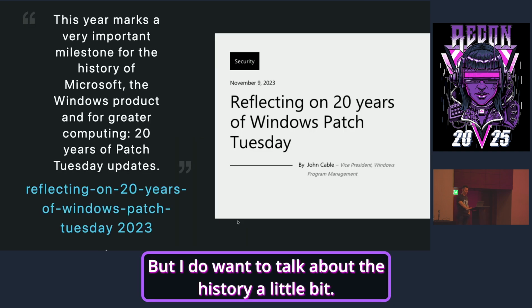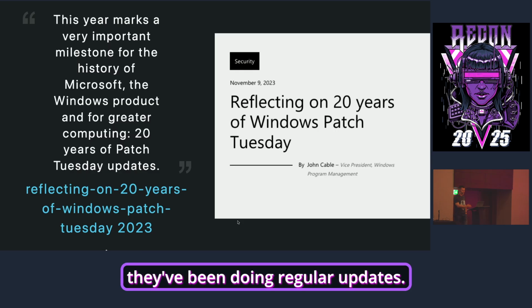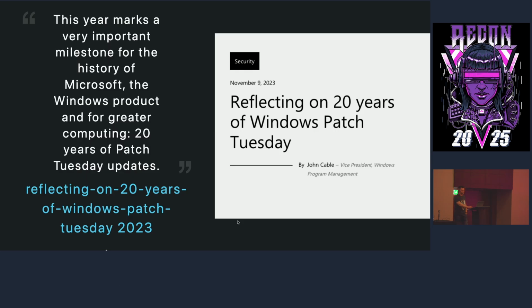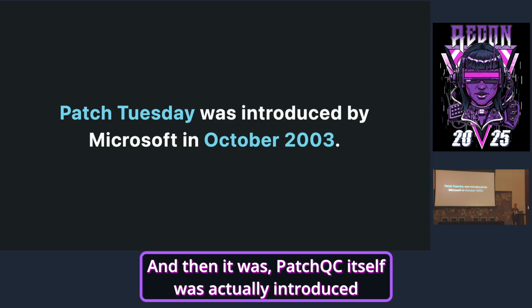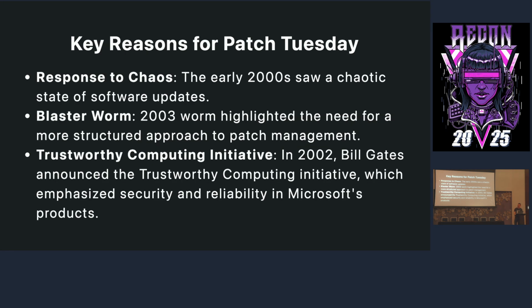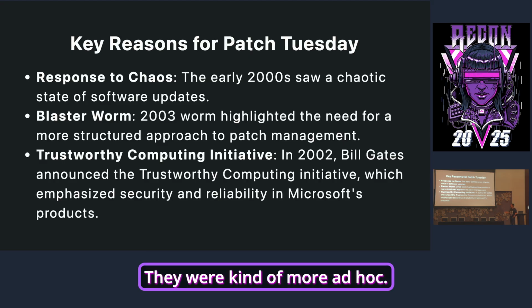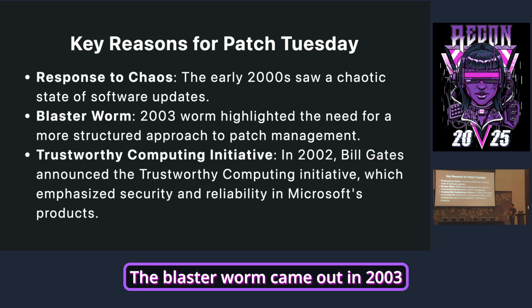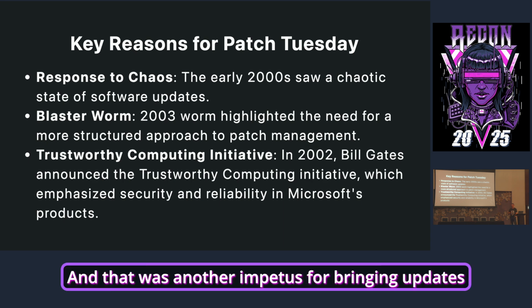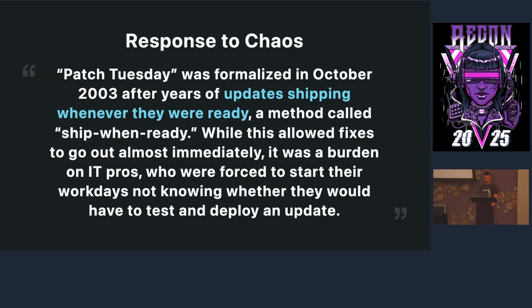But I do want to talk about the history a little bit. For the past, I think, 23 years, they've been doing regular updates. Patch Tuesday itself was actually introduced in October of 2003. And there were several reasons for that. Back in the early 2000s, there was not really a regular cadence of patches. They were more ad hoc. The Blaster worm came out in 2003 and affected a lot of machines, and that was another impetus for bringing updates on a regular basis. And then Bill Gates in 2002 introduced the TCI, which I'll explain here.